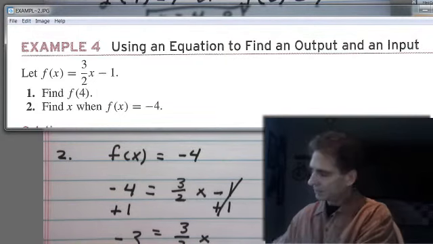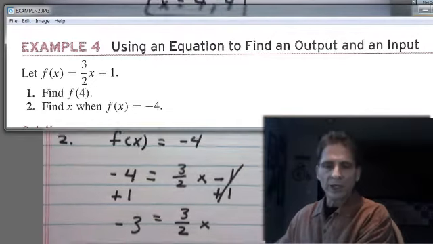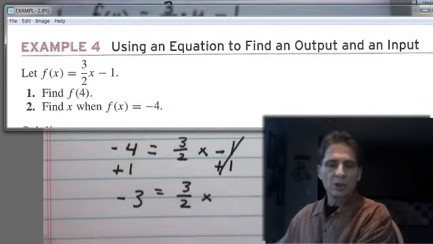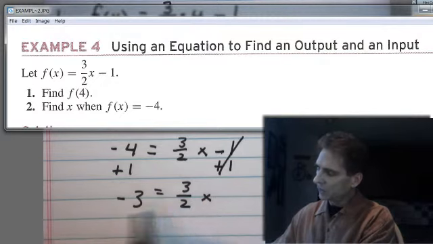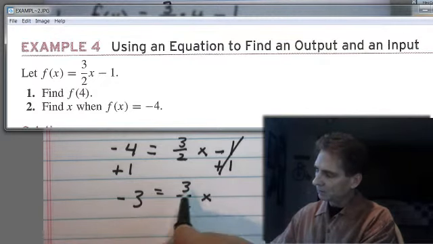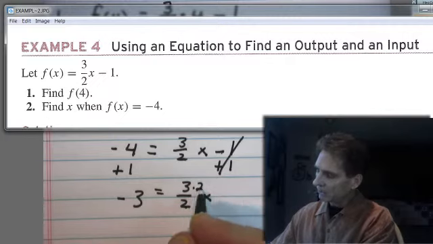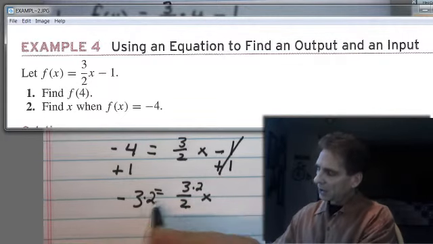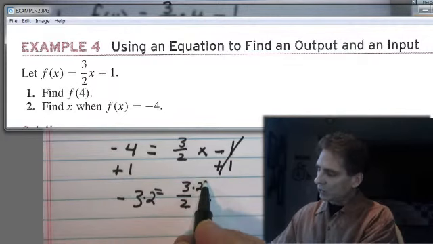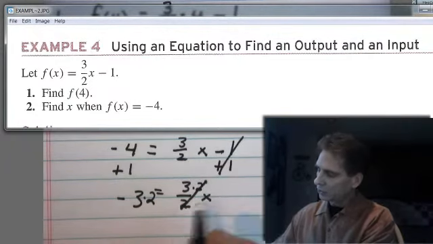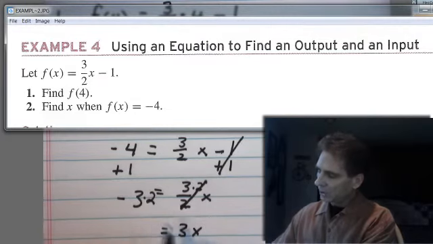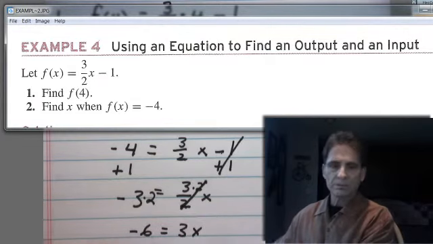Now we need to remove the 3 halves. We could do it separately. In other words, what we could do is first we could multiply both sides by 2 to get rid of this 2. Let's go ahead and do it that way. And when we multiply, notice that these cancel because the 2 on top cancels with the 2 on the bottom, leaving us with 3x. Negative 3 times 2 is negative 6.